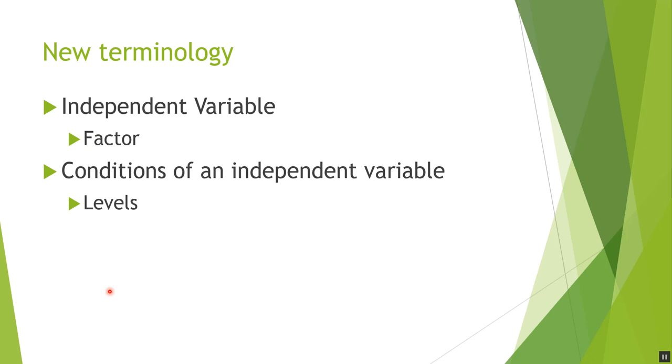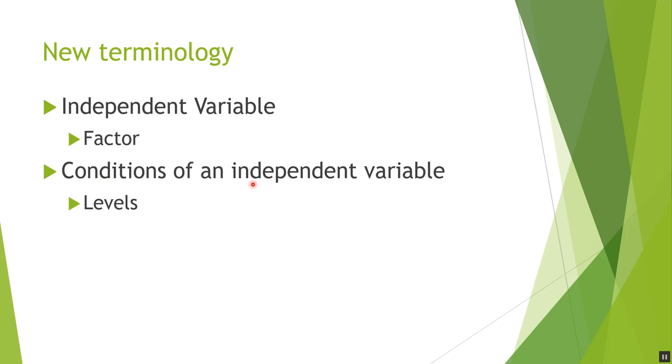Excuse me. One thing that we need to learn is that in a factorial experiment, some of the things that we already know about are going to have different names. We already know what an independent variable is. Well, in factorial design, we are going to call independent variables factors. And so whenever you hear factor, just think about independent variable.